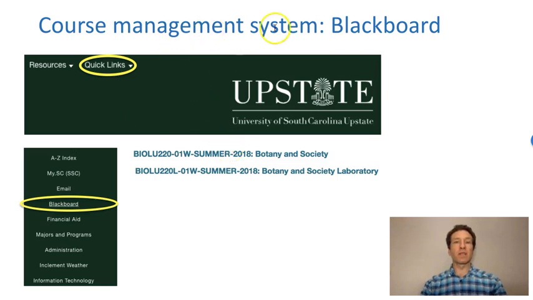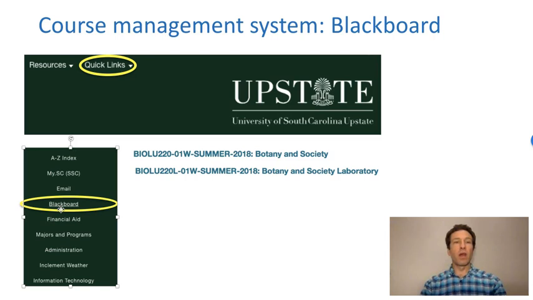The course management system is Blackboard, as it is for all courses at USC Upstate. To access Blackboard, go to the USC Upstate webpage and then look at the quick links in the very top left of the page. When you click there, you should see a drop-down menu that looks like this, and near the top of it, you'll see Blackboard.